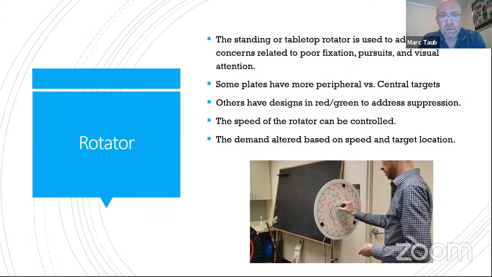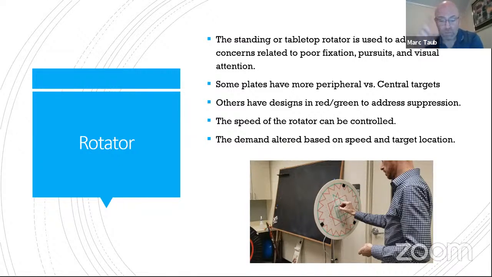So the next activity is the rotator. The rotator can be used for so many different things. There's really no right or wrong way to use the rotator. Again, the key is this is kind of a mixture of central and peripheral targets. This is eye movements. This is visual attention. This is eyes moving, hand-eye coordination. So the rotator is such a great activity.